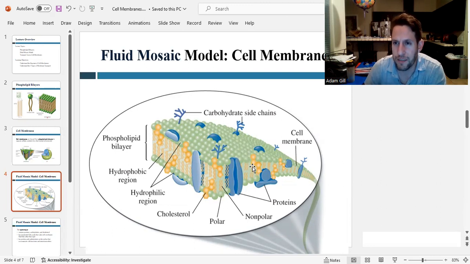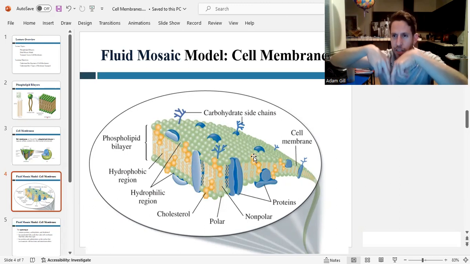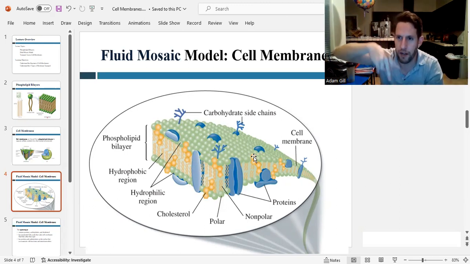Now, cholesterol, because it's got those fused rings, is like a board. It's stiff. If you didn't have cholesterol embedded in here, your cell membranes would be too fluid. They would be oily and they would come apart too easily. The cholesterol being rigid like a board, when you embed it every so often, keeps the tails in check. Normally those tails want to flop around, but if you've got a cholesterol next to it, it stops them from flopping around.